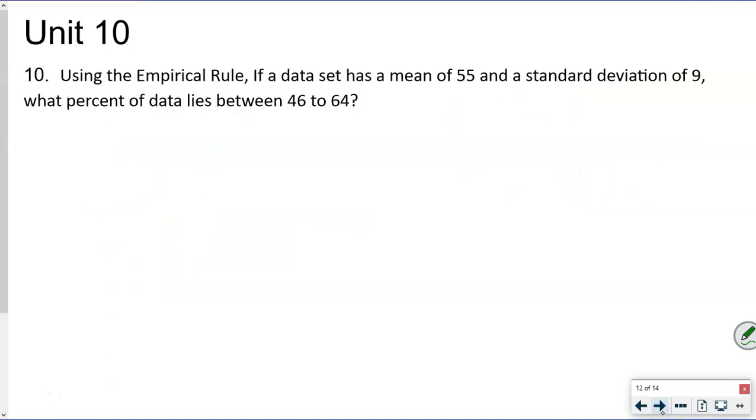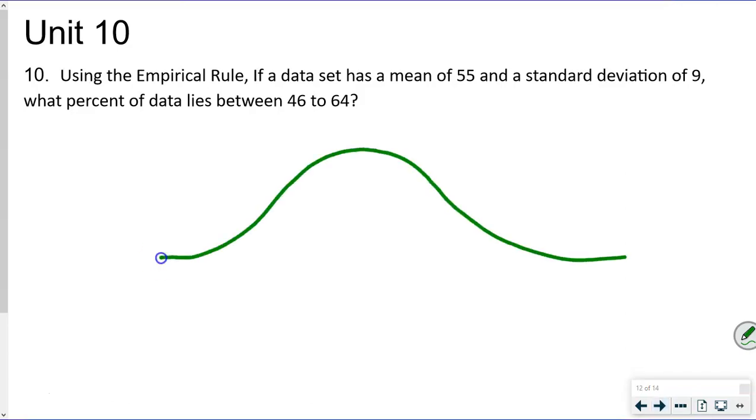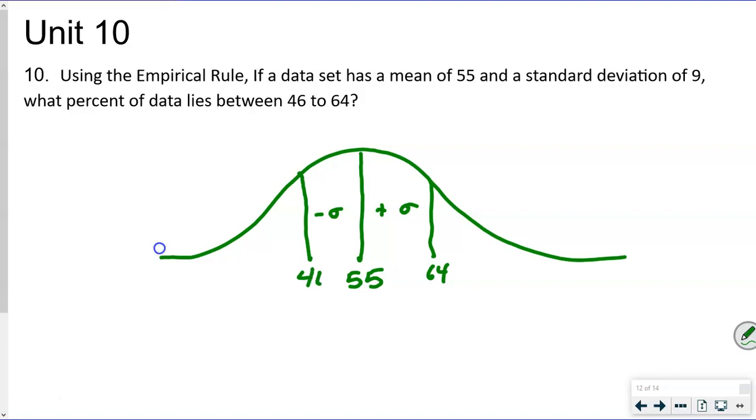All right, number 10 says use the empirical rule if a data set has a mean of... So the empirical rule is when we draw our curve, right? In the middle is our mean, which is 55. And then we have sigma away. So this is plus sigma, this is minus sigma, right? So that's going to be plus 9 and minus 9. So that's going to get me to 64 here, and it's going to get me to 46 here.